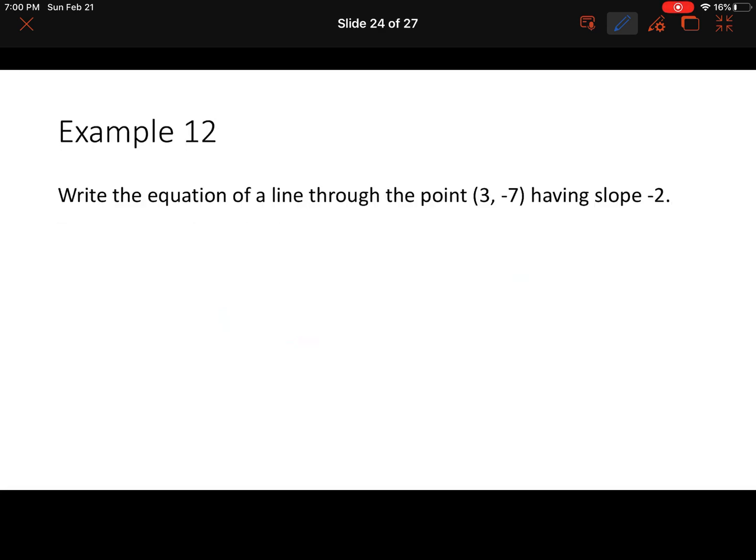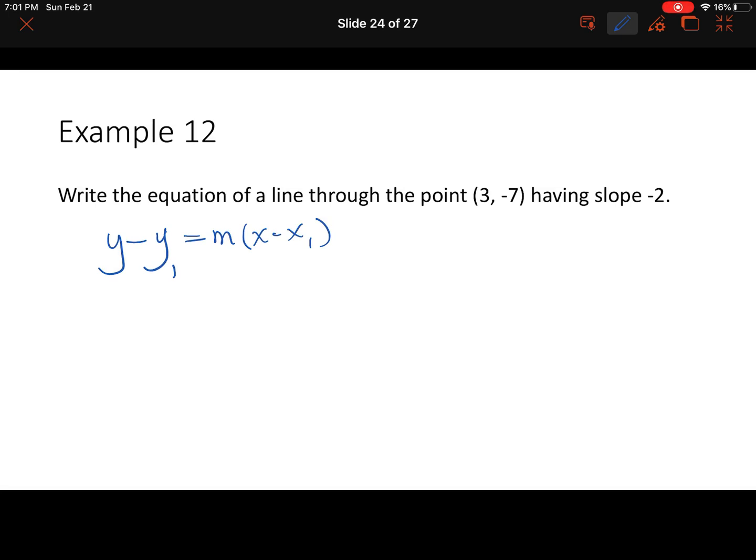All right. So it says write the equation of a line through the point (3, -7), having slope -2. I want the equation of a line, so I'm going to bring in point slope: y minus y1 equals m times x minus x1. And just plug in the values. Anywhere you see a subscript, that gets a value from your point.